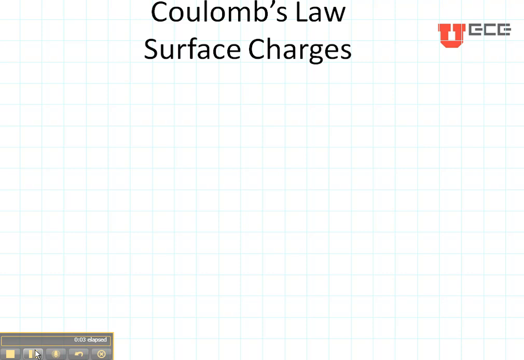Now let's do an example of Coulomb's law for surface charges. I'm again going to use my simple XY case because it does make it easy to explain how Coulomb's law is done here. So here's my X and Y, and let's say that I want to find the electric field out here at a point. The electric field is going to be at x is 6 and y is 3.